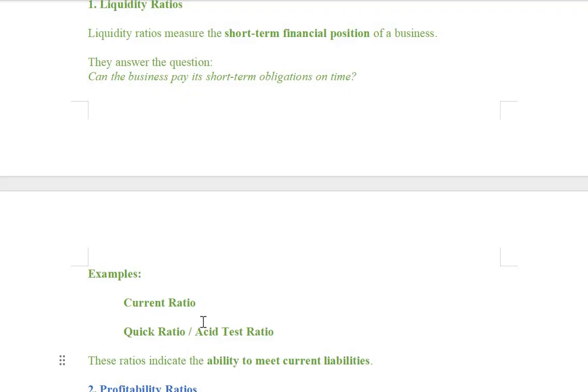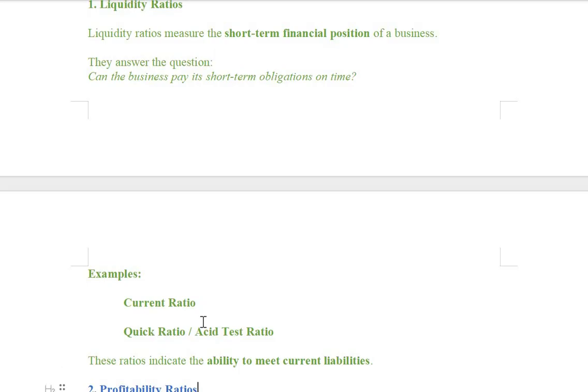Here the first one we will see is the liquidity ratio. Liquidity ratios are calculated to measure the short-term financial position of the company. Because we have to run a business smoothly to meet our day-to-day activities, in order to understand the current situation, we calculate the liquidity ratios.